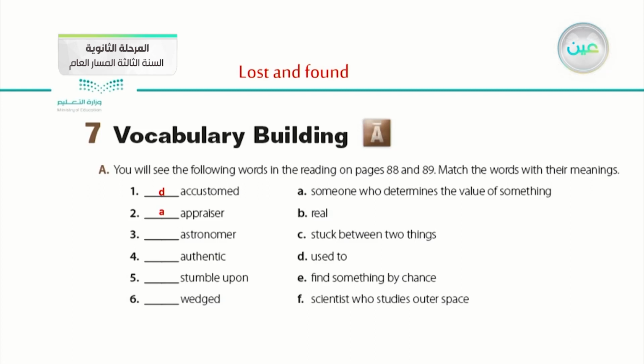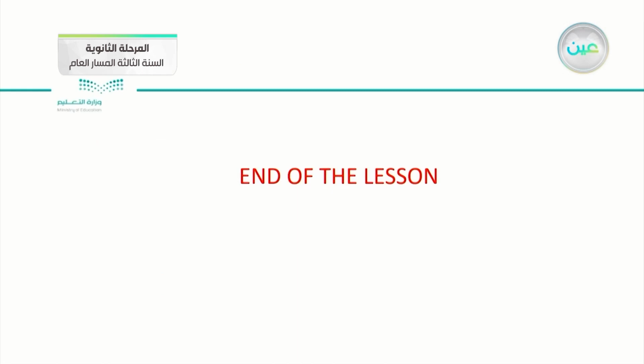Number three, astronomer, a person who is interested in or a scientist who studies outer space. The answer is F. Number four, authentic, something original, something real. The answer is B. Number five, stumble upon, is to find something or someone by chance. And the last word of our lesson today is wedged, which means stuck between two things. The answer is C.